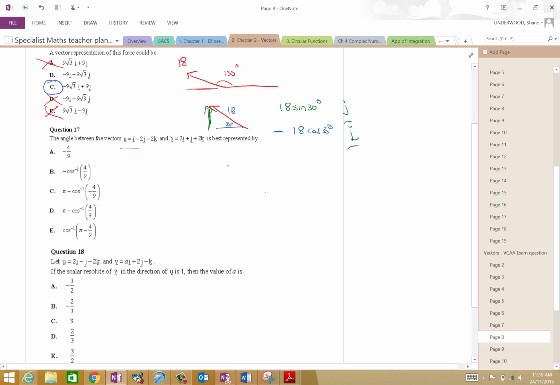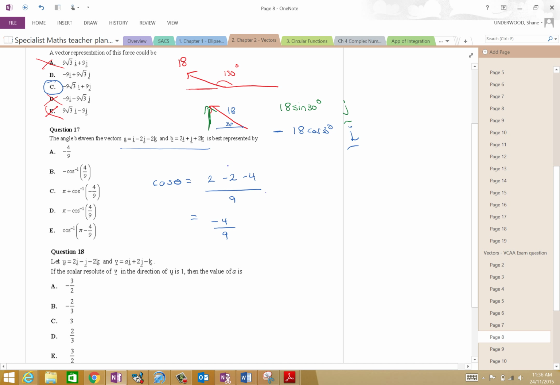Angle between these vectors. Well, first of all, I'm going to go straight to cos theta. Cos theta is equal to the dot product, which is 2 minus 4, over the magnitude of A and the magnitude of B. That's 3 times 3, which is 9. So cos theta is equal to minus 4 on 9.